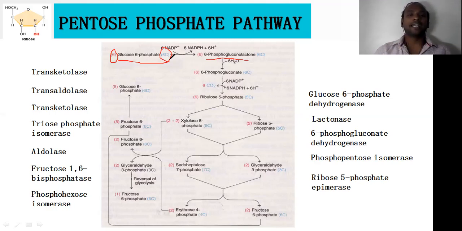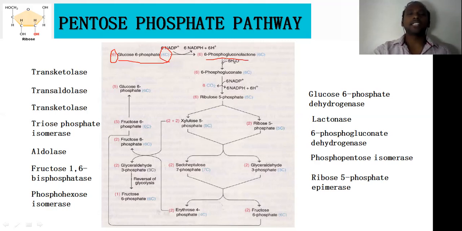Then what do you mean by the blue color? The blue color is nothing but the carbon length of the particular molecule. For suppose if you take glucose, it has 6 carbons. So the carbon number is given in blue color, and the total number of molecules involved is given in red color. So you can see the entire reaction is represented in the same manner. So 6 glucose 6-phosphate molecules are converted into 6 6-phosphogluconolactone molecules.